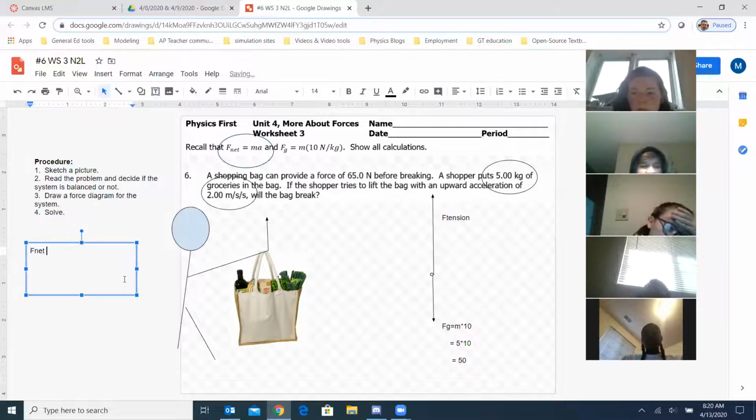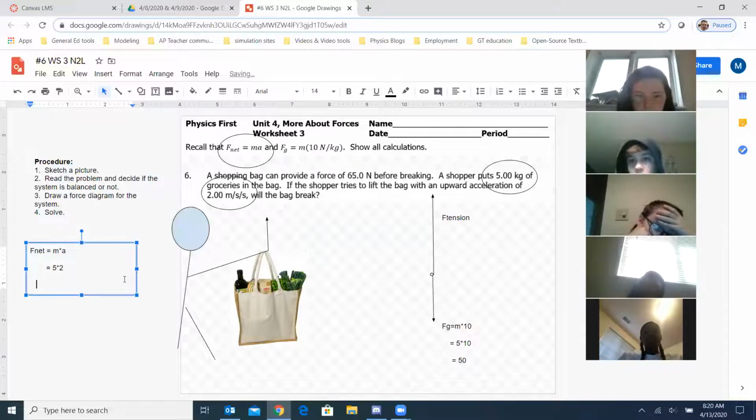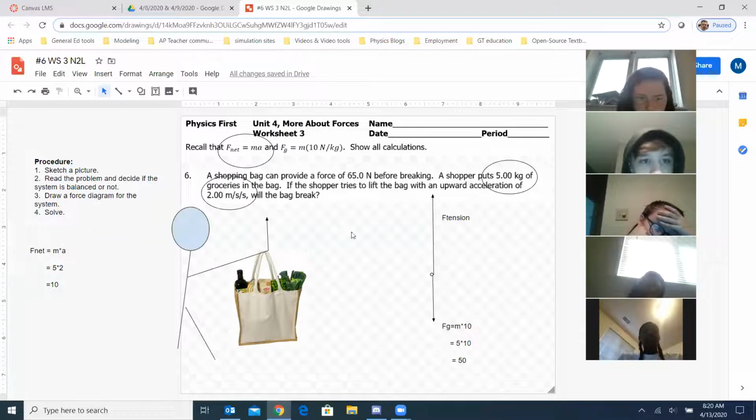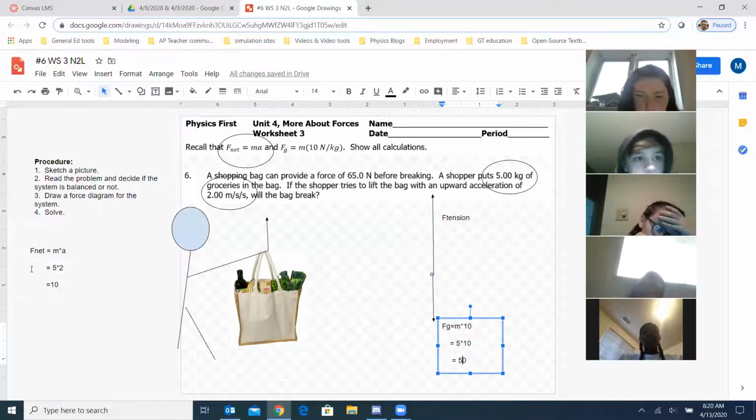F net. Stop me if any of this doesn't make sense, if you have questions, okay? F net equals m times a. Again, the mass is 5 kilograms. So 5 times, the acceleration is 2 meters per second squared, so 5 times 2. And so the net force is 10. So what that means is that the tension is 10 bigger than the gravity force.